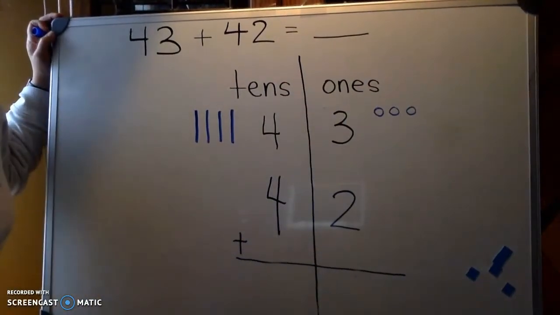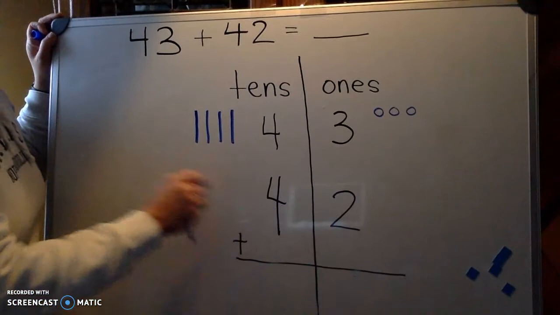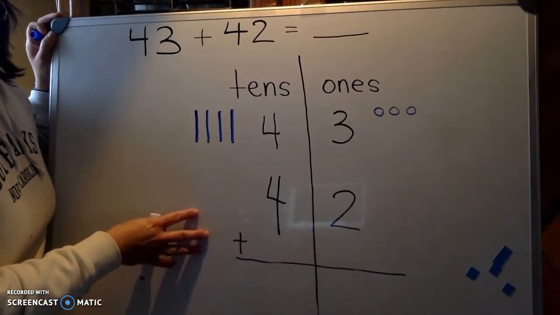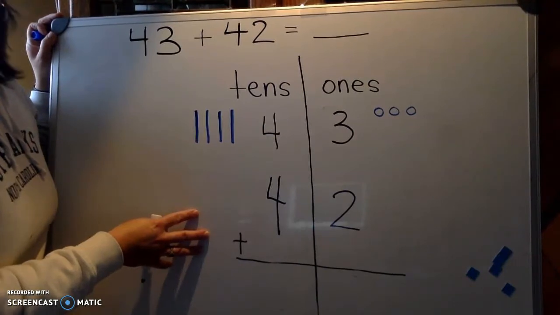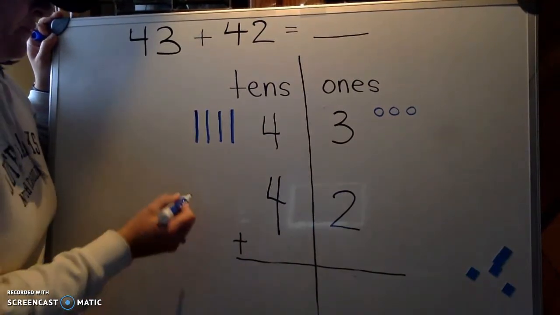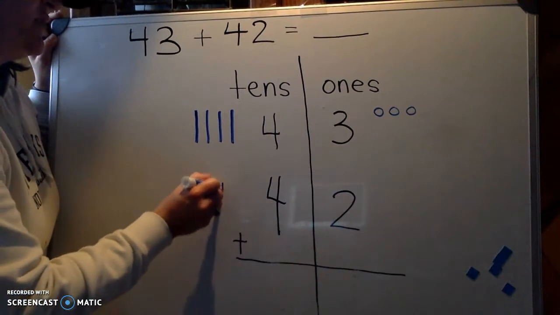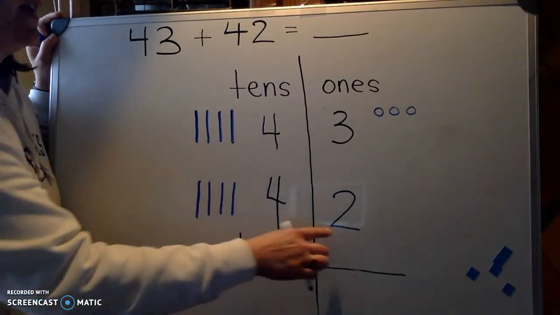Sorry, we had some bad weather, so we got disconnected. So see if you can draw 42. Now check your work with me. 42 has 4 tens and 2 ones.